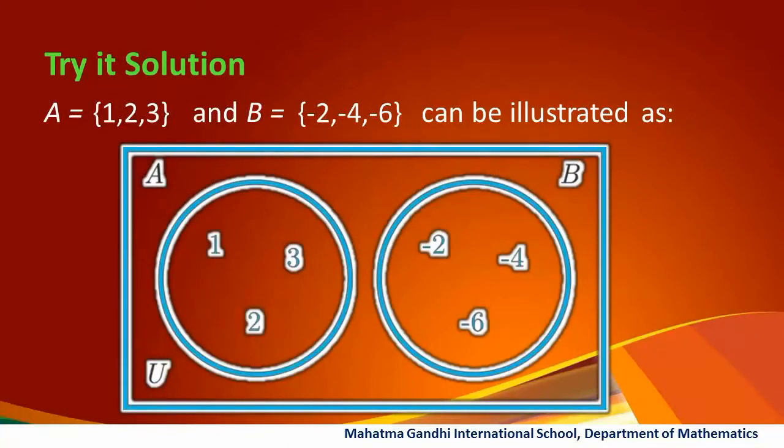So this is the solution. Set A is equal to the set 1, 2, 3, and B is equal to the set -2, -4 and -6. This can be illustrated by using the Venn diagram. So this is the Venn diagram. See, there are no common elements in set A and set B.